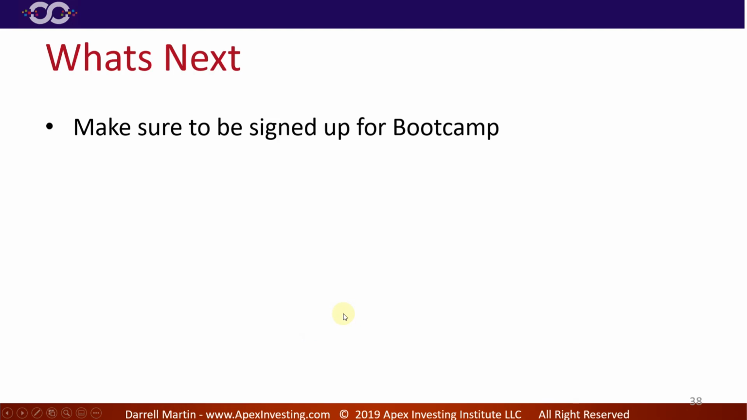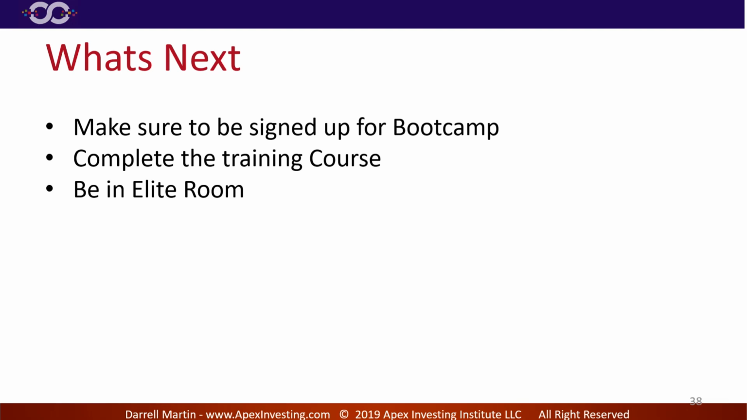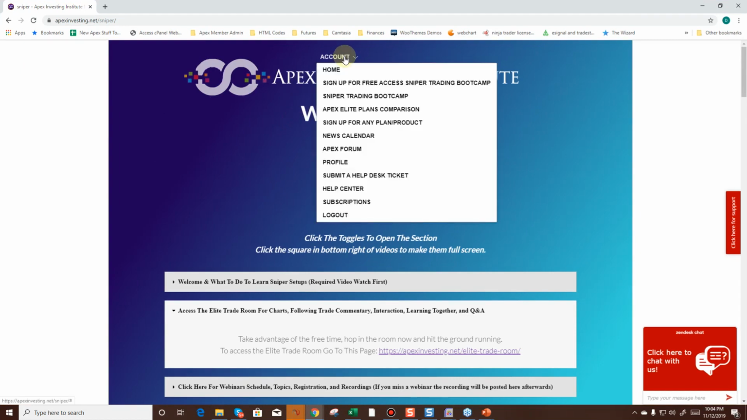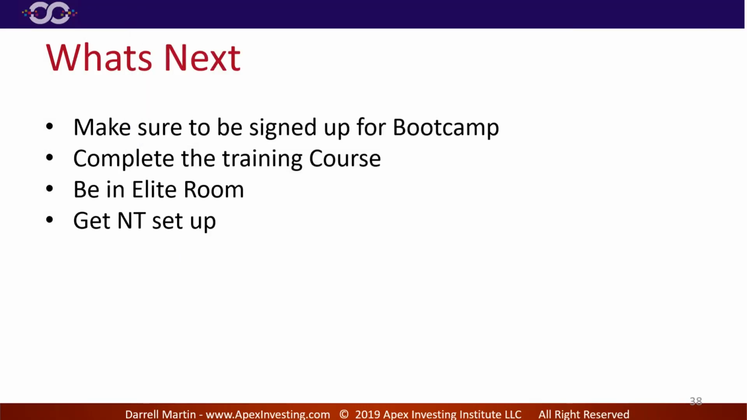So, what's next? Make sure that you are signed up for boot camp. Complete the training course, the entire thing. Be in the elite room. Get Ninja set up. By the way, if you get stuck, I saw a lot of people's tickets get solved on this webinar, okay? Don't be shy about submitting help desk tickets. I answer probably half of them myself, okay? If not more. But right here under the account tab, you'll see submit a help desk ticket. Submit a ticket. We will help you. Don't sit there frustrated, okay?